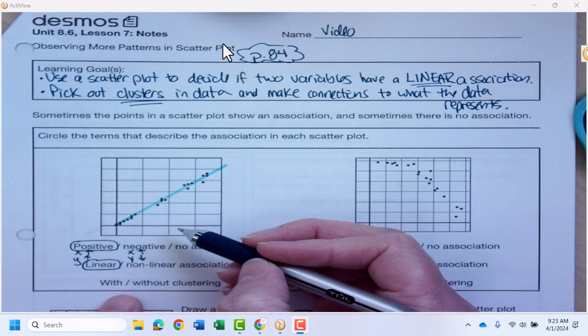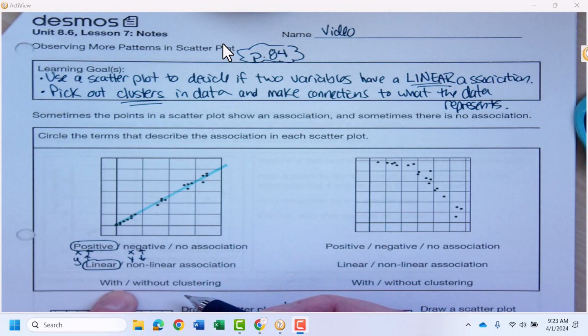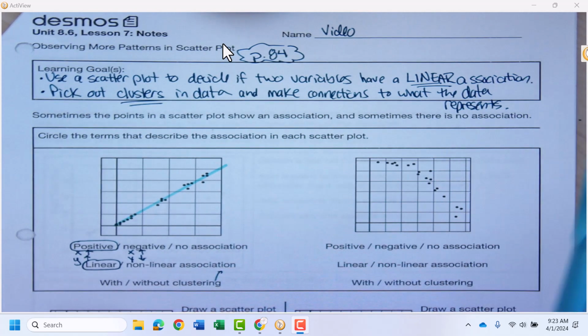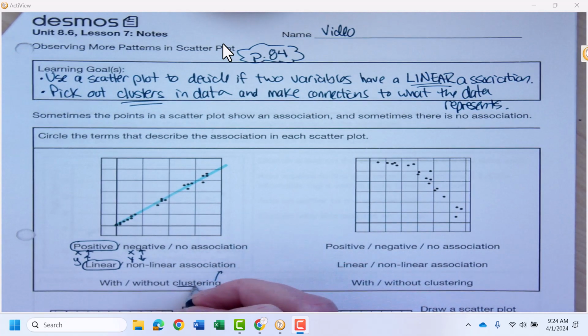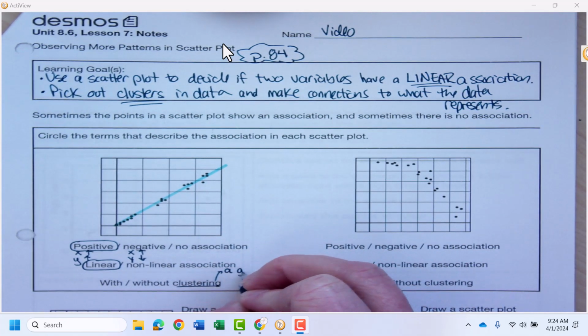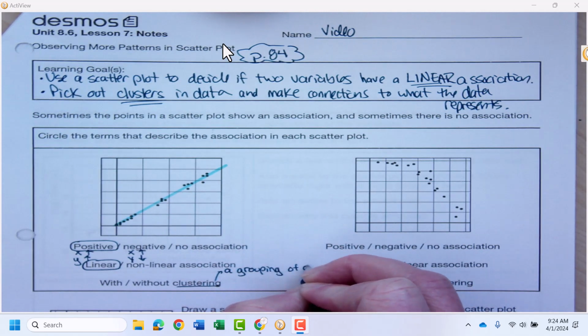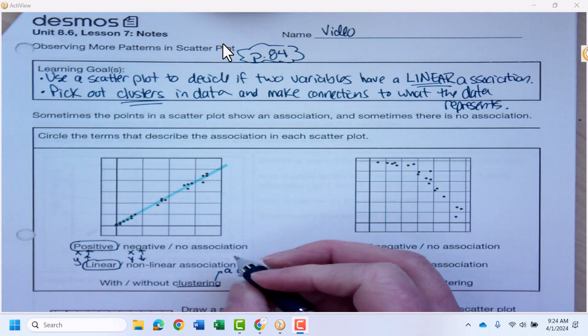And then finally, let's take a look at where there might be clusters. And it might be helpful to define what a cluster is. It's a grouping of data that's visibly separate from the other data points.